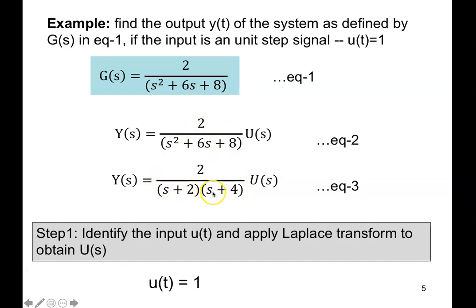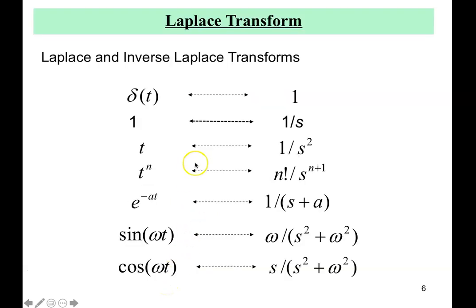So I need to actually reformat that transfer function. Okay, so that's just a little bit of mess, or the pre-processing, if you like, before you get on with your steps. Now, step number 1, u(t) equals 1. Therefore, I look at that table.